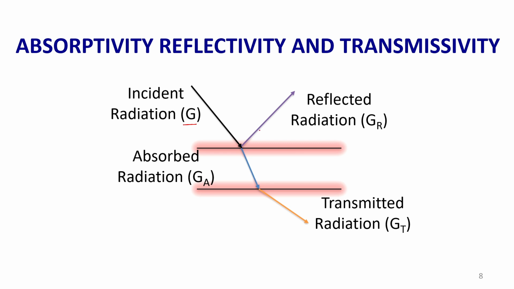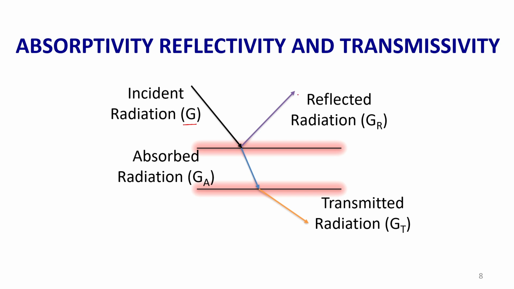Some of the radiation is reflected, which is shown in purple color, some amount of radiation is absorbed, which is shown in blue color, and the remaining portion of the radiation is transmitted, which is shown in this sandal or cream color. So, radiation is incident on the surface, but not all the radiation is reflected, not all is absorbed, and not all is transmitted, if you go by this schematic.